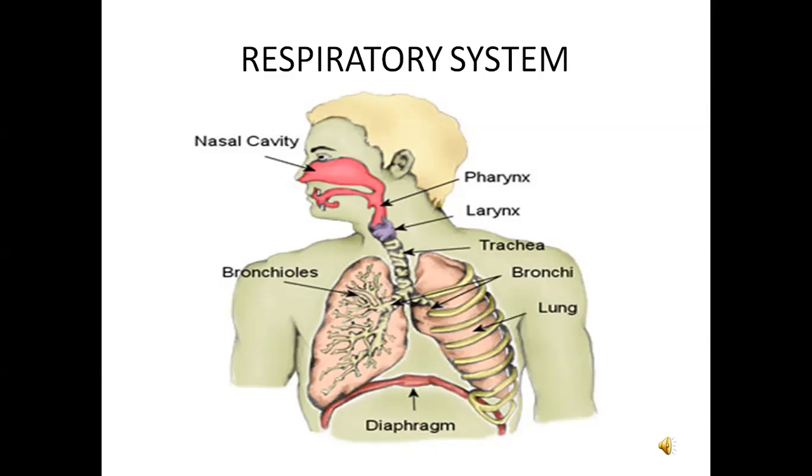Nasal cavities: the temperature and humidity of air we breathe is adjusted in these cavities. Then the two bronchi, and lungs where gas exchange occurs, and diaphragm.